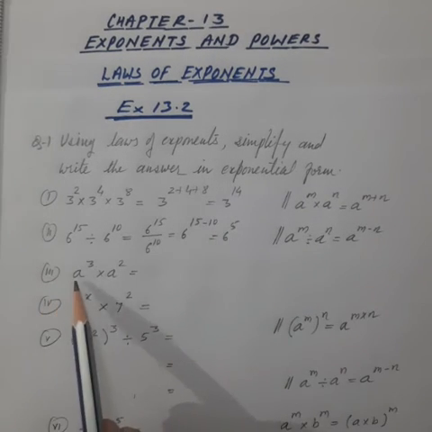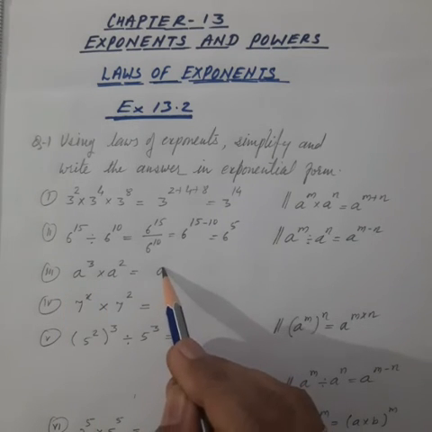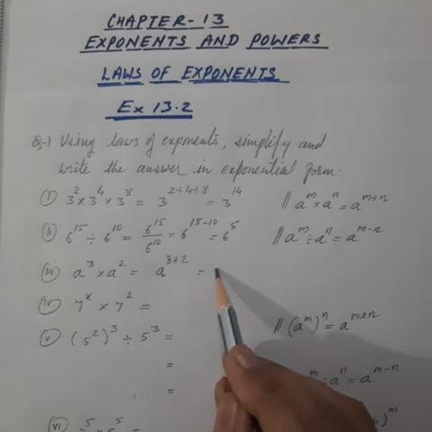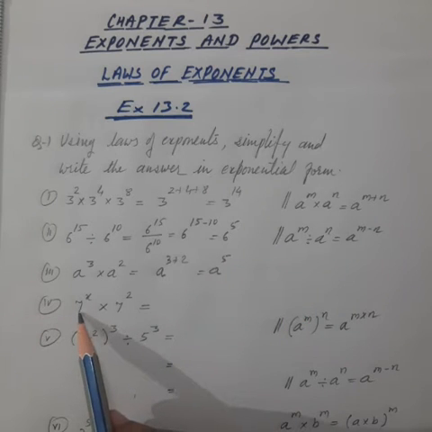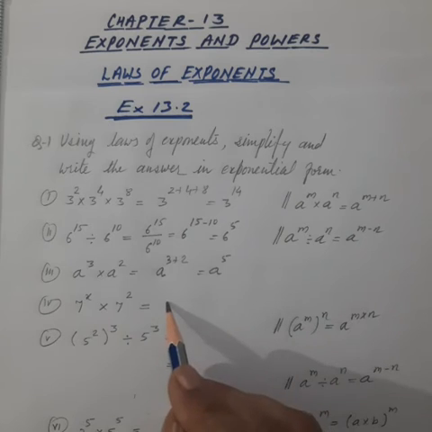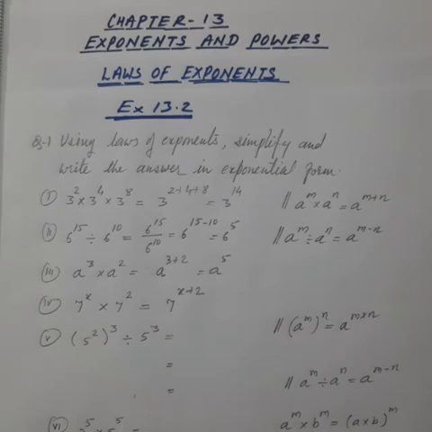Third, a cube into a square. The bases are the same. So keep the base a the same and add the powers, 3 plus 2. A raised to the power 5. Fourth, 7 raised to the power x into 7 square. Bases are the same. So keep the base 7 the same and add the powers, x plus 2.